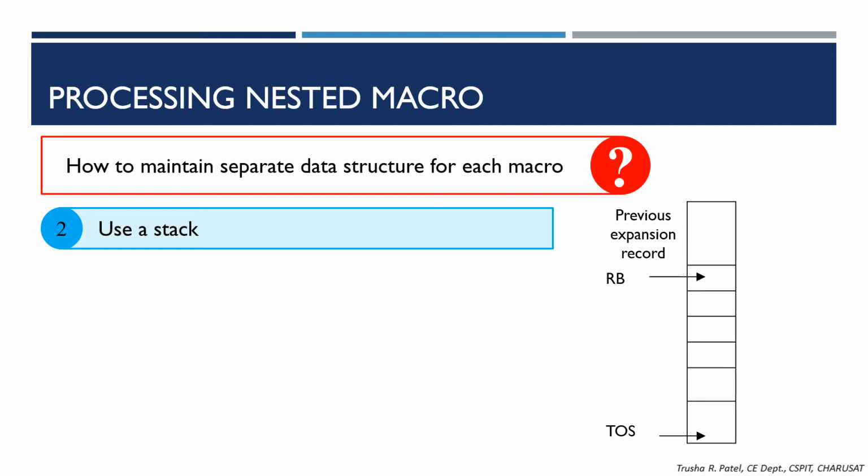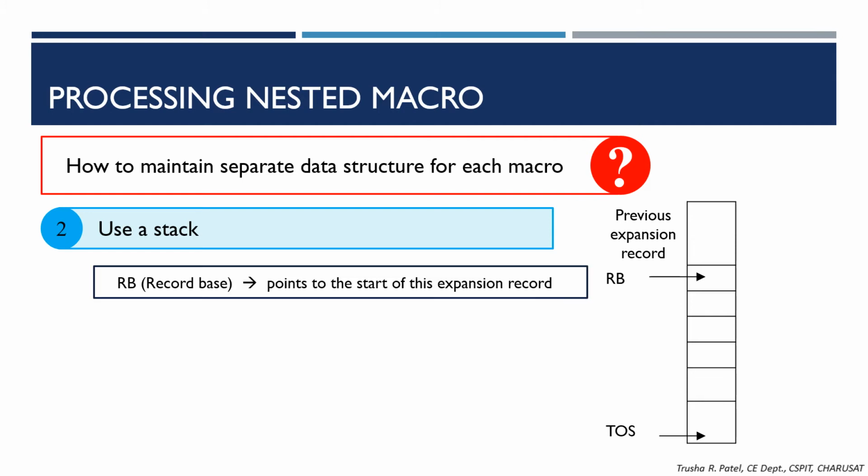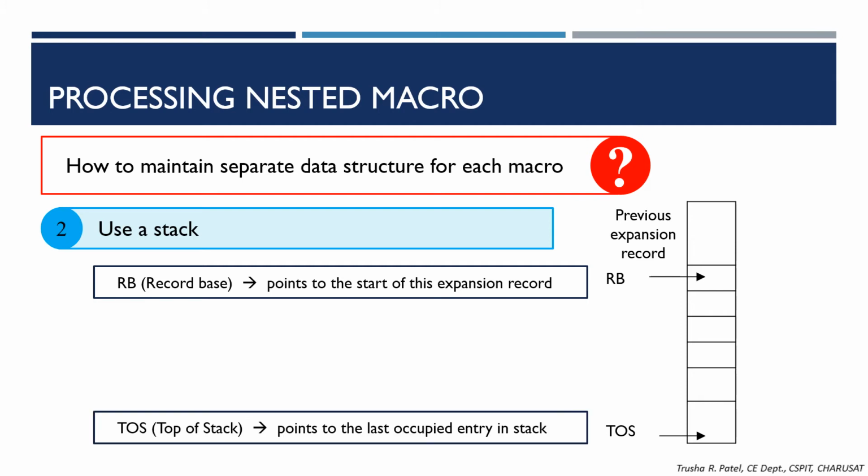So here you can see we have a stack. There are two pointers, RB and TOS. RB is the record base, which will point to the start of the expansion record, and TOS, that is top of stack, points to the last occupied entry inside the stack. So whenever we are entering anything inside the stack, that will be entered at the next location from the TOS.